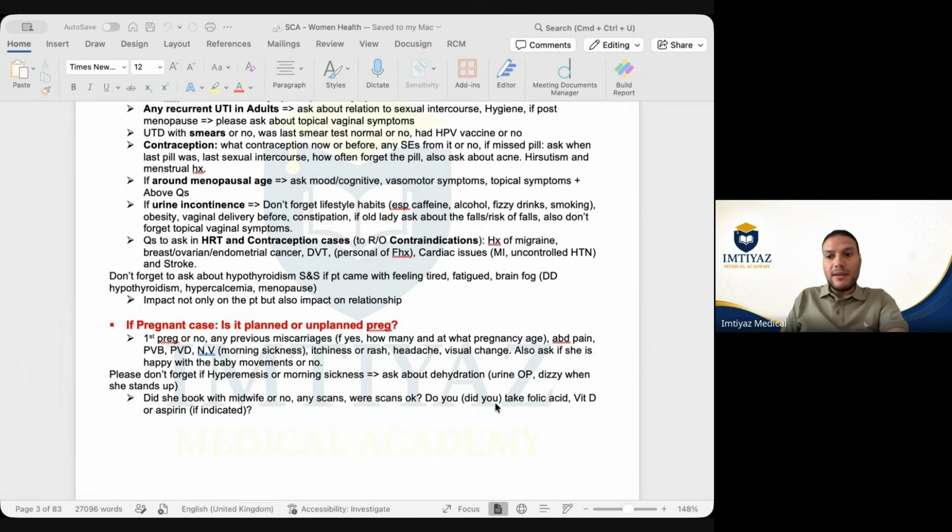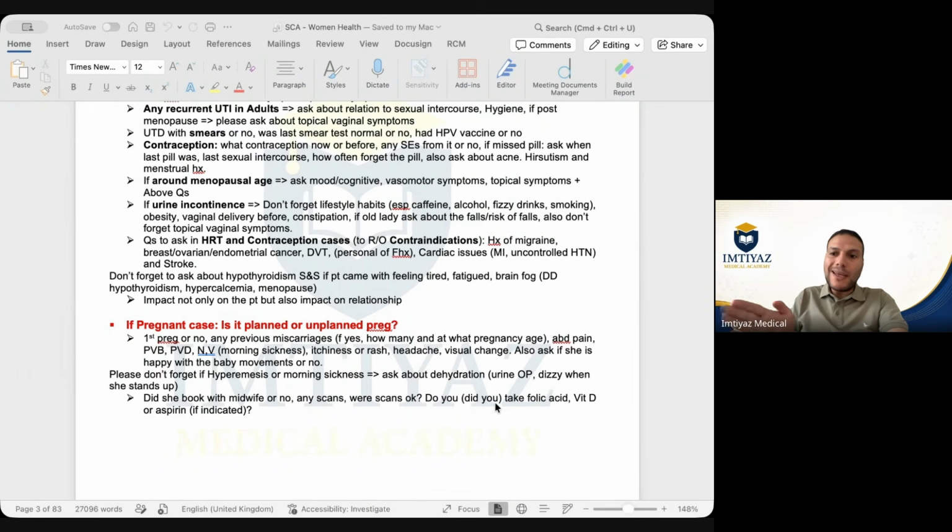Sometimes you will have a pregnant lady coming because of morning sickness. So you need to ask if she's tolerating fluid intake, if she's passing urine as usual. You need to rule out dehydration. Do you feel dizzy when you stand up or not? Also, with any pregnant lady, ask: did you contact your midwife? Did you have any scans? Do you take your folic acid and vitamin D, plus or minus aspirin if it is indicated, and so on.